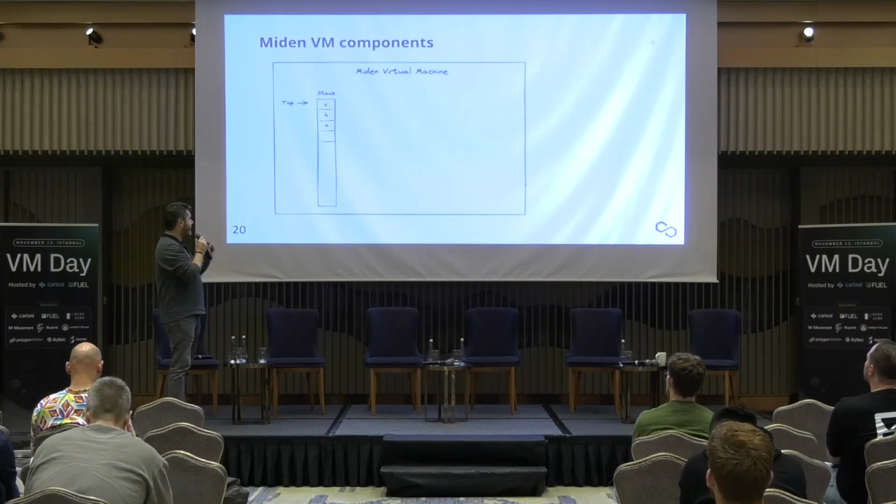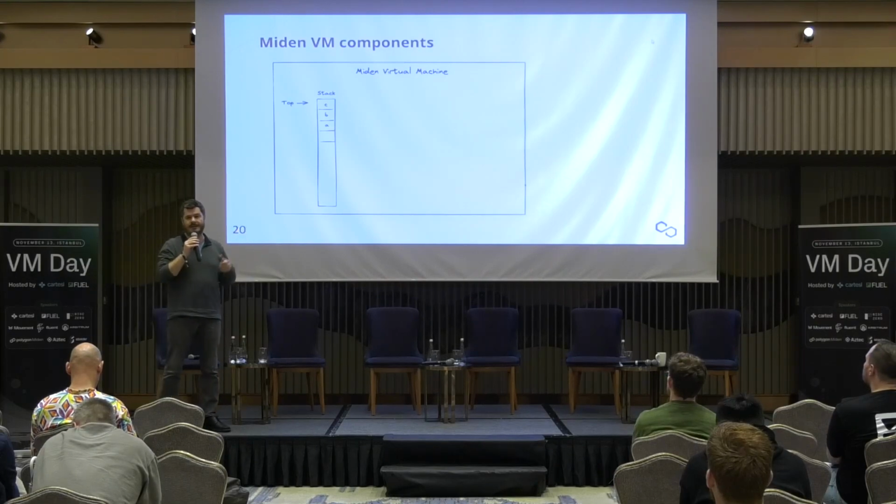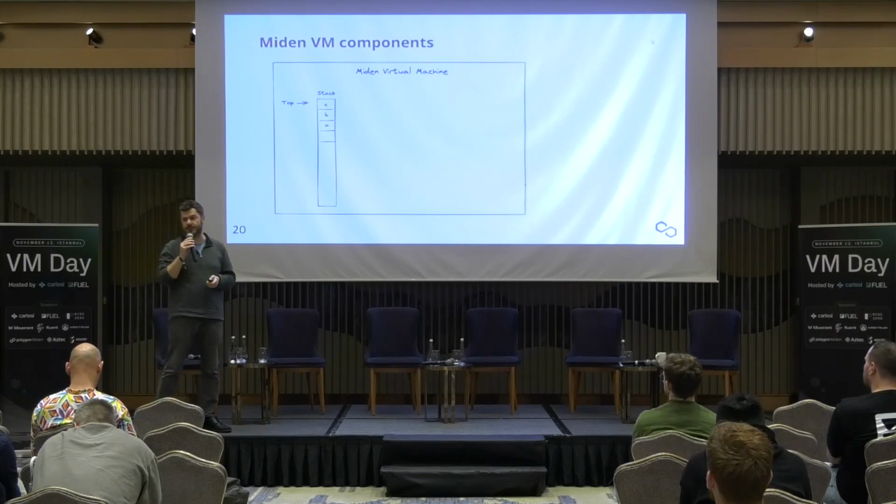To go over some high-level components, and I'm not going to go too much into details, but Maiden is a stack machine, so you have an operand stack very similar to EVM. It has its pluses and minuses. Register machines are more efficient in some ways. Stack machines are easier to encode instructions. In the ZK context, there's other options, but we decided to go with a stack machine.